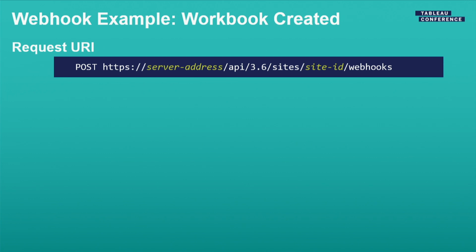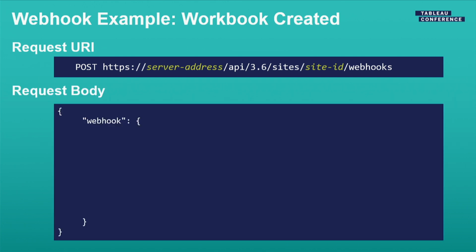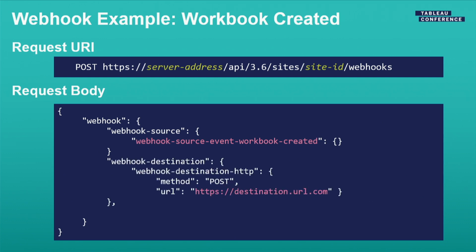Just as before, when we created a project, we are going to use a post request. The only difference in the URI is that now we're putting webhooks on the end rather than projects. Also, you need to include the authentication header just like you did before. In the body of the post request, you include the source or the event that we're watching for, the destination where we're going to send it, and that friendly name. In this case, this is Sophia wanting to know that a new workbook has been published.